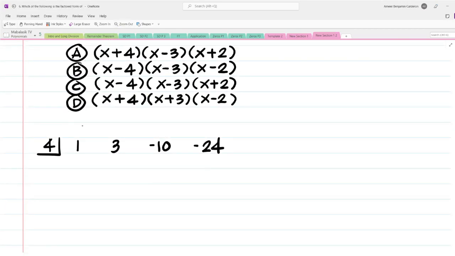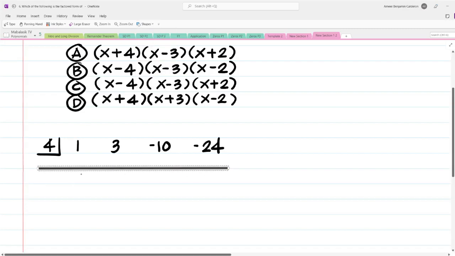Di either A or D na lang yung pwede natin pagpilian. Kapag hindi nag-0, ibig sabihin, factor naman yung negative 4. So, either B or C na lang yung pagpipilian. So, ganun yung thinking process natin. Gamitin natin yung choices to our advantage.